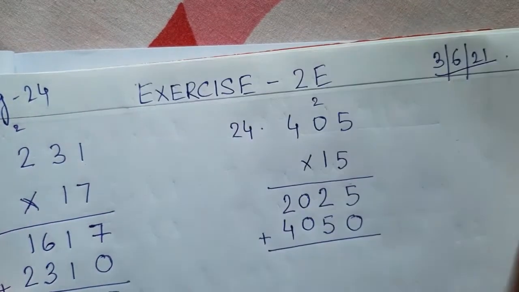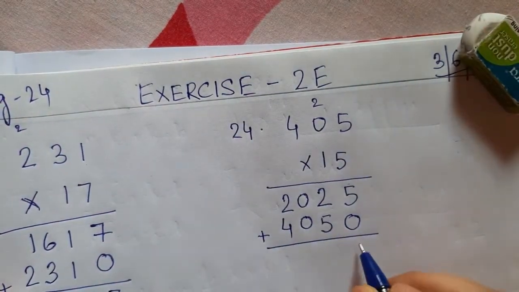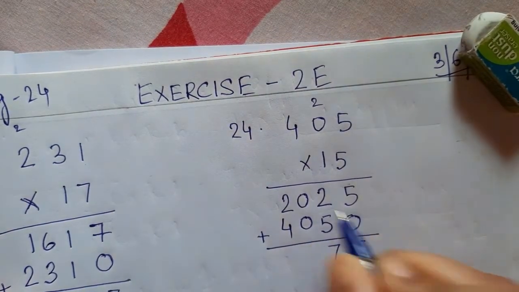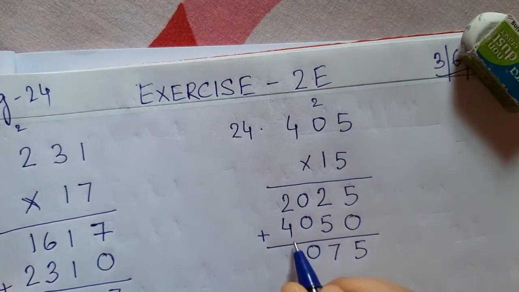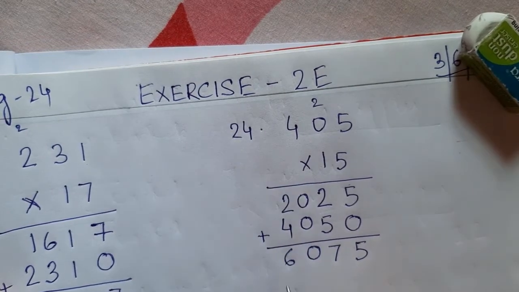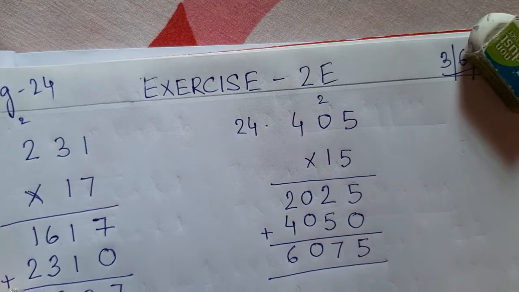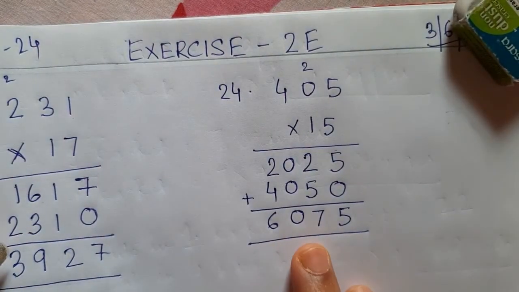Now we will do addition. You know we have to do addition. 5, 5, 6, 7. 0 plus 0 is always 0, and 4 plus 2 is 6. So 6075 becomes the answer. Done.